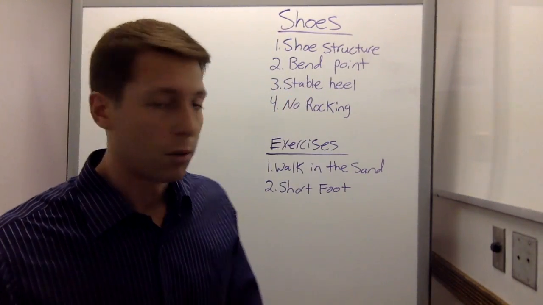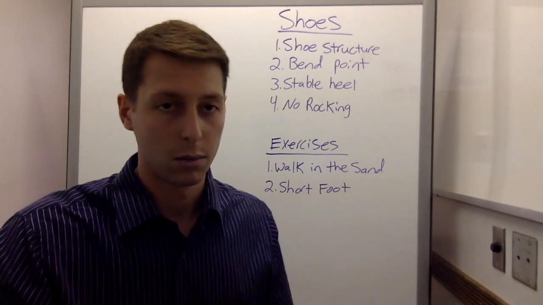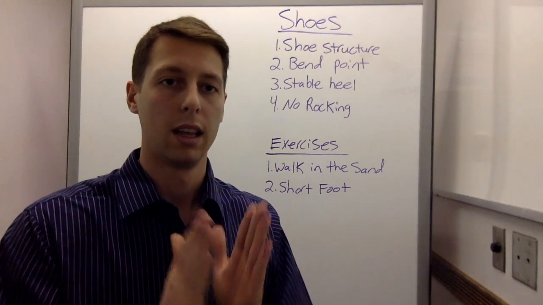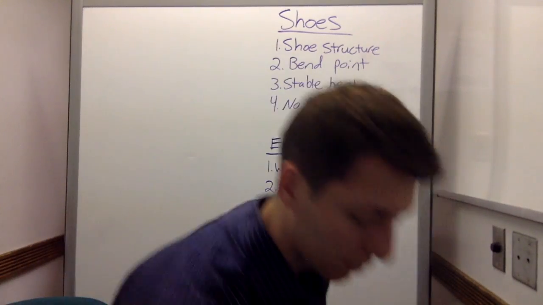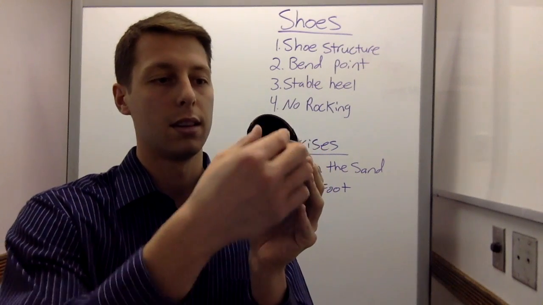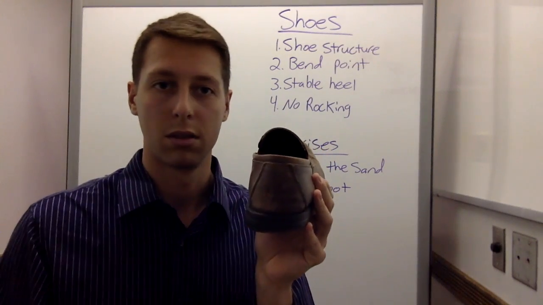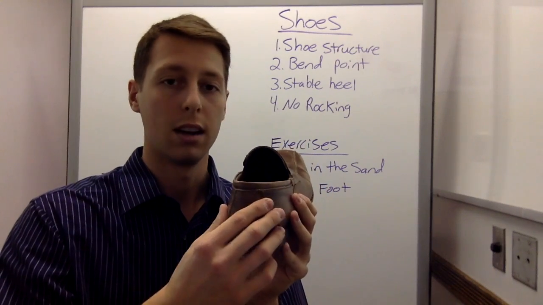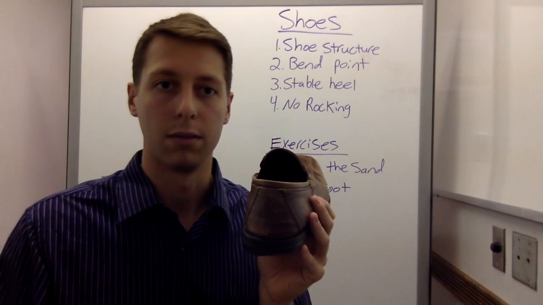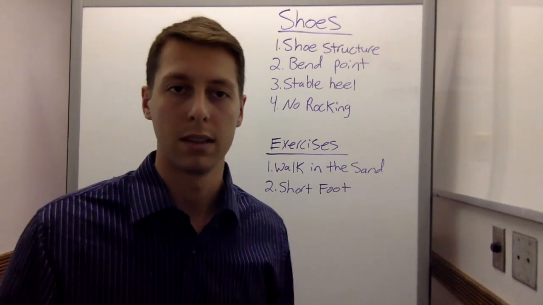The third point I have is stable heel. What I mean by that is that the structure of the back of the shoe can help stabilize the heel, and it should be somewhat vertical. If you look at the shoe like this, this part should be stable and should be able to support the back of the heel. If it's not and it's very flimsy, then that won't help support the foot as far as athletic performance and everyday walking.